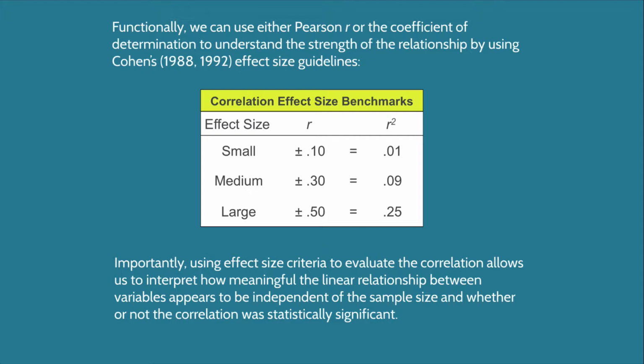A medium effect of a relationship would be an R of plus or minus 0.30, which is the same as an R squared of 0.09, or about 9% shared variability between the two variables. Finally, a large correlation or a large relationship would be an R of plus or minus 0.50, which is the same as an R squared of 0.25, or about 25% of the variability accounted for within the two variables.